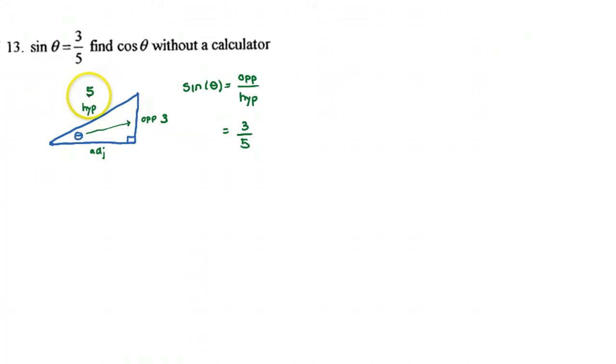And if I know these two lengths of this right triangle, I can find the third, and the value is 4. Right away I see this is a 3, 4, 5 triangle.